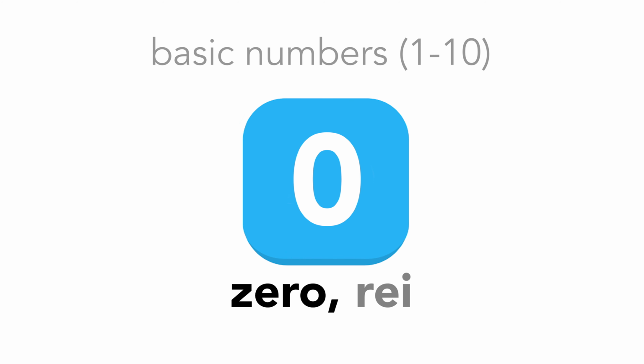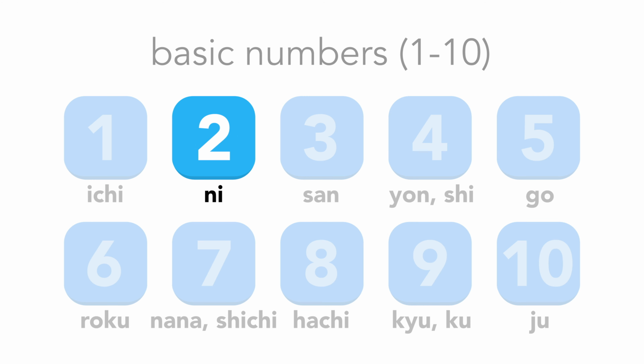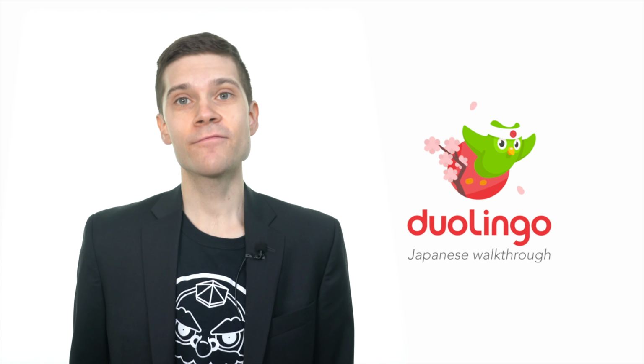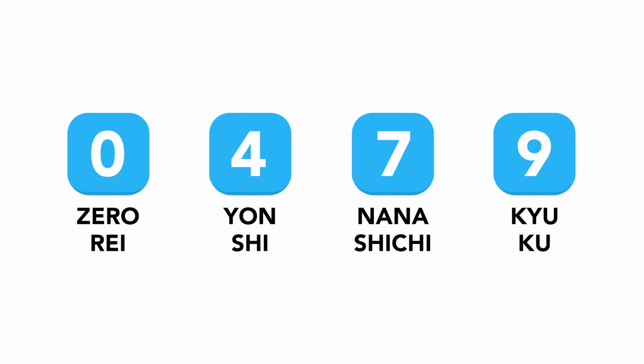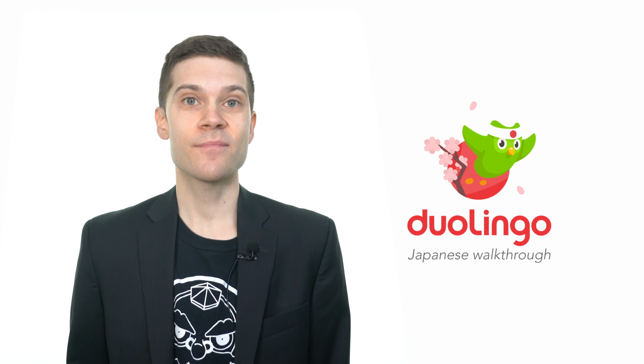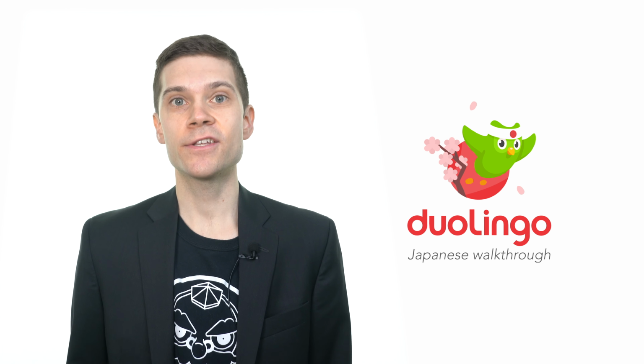You may also hear this one less commonly spoken as rei. Now 1 is ichi, 2, ni, 3, san, 4, yon or shi, 5, go, 6, roku, 7, nana or shichi, 8, hachi, 9, kyu or ku, 10, ju. You may have noticed that the numbers 0, 4, 7, and 9 had two ways of saying them. The more you get into learning how to count in Japanese, the more you'll recognize when each form is used.